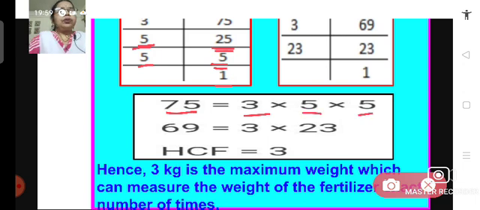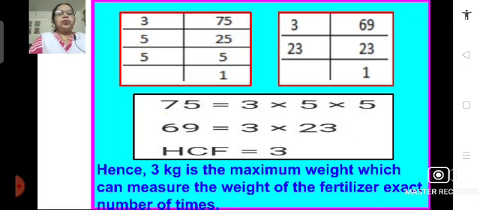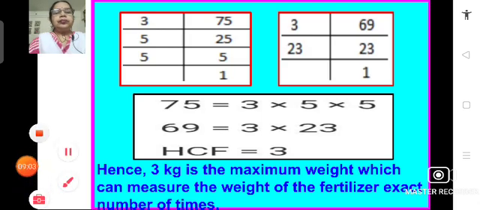Now we move on to the next number, that is 69, and do the prime factorization. 69 can be divided by 3, so we get 23, and 23 is a prime number. 23 divides itself, we get 1. So what is the prime factorization of 69? It is 3 into 23. Now what are the common factors here? That is 3. So the HCF is 3. So 3 kg is the maximum weight which can measure the weight of the fertilizer an exact number of times.